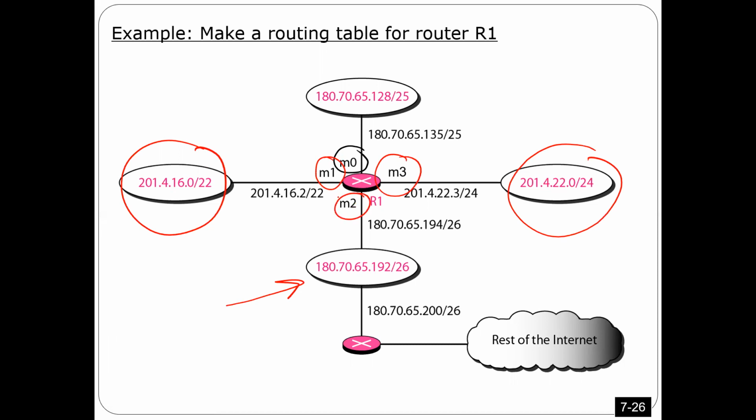If it is none of these, I'm also going to forward it through M2, but it has to go to the router so that the router can take care of it. You got what I'm saying? How am I going to do it? So this is a very important example.